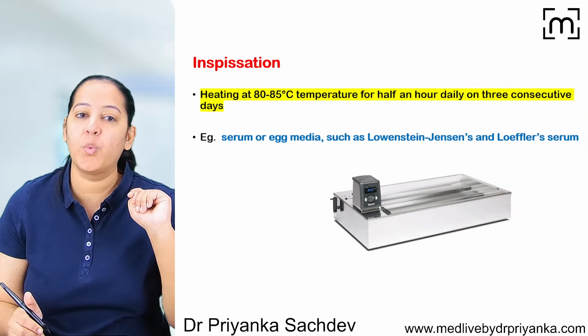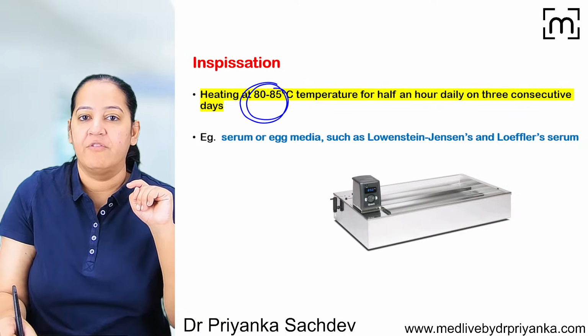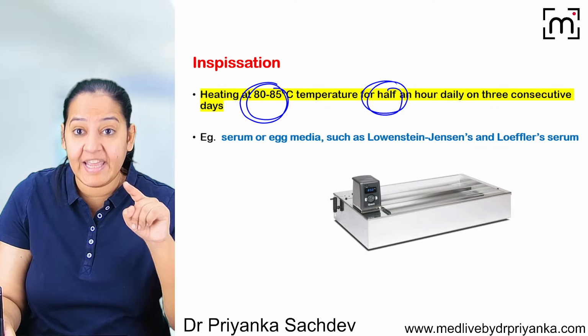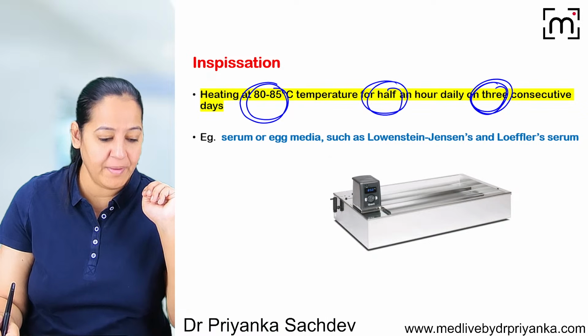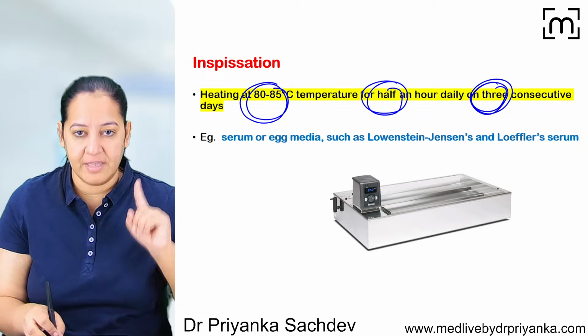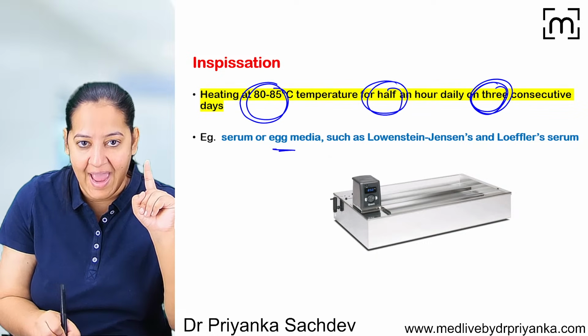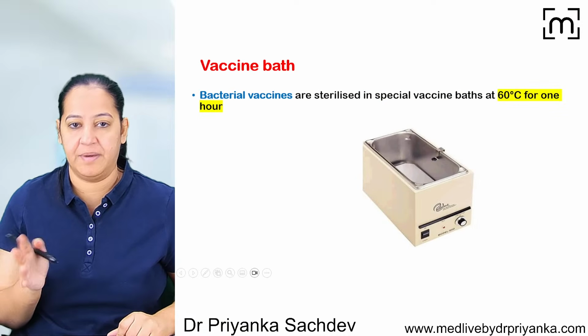So this is Inspissation. What is Inspissation? Inspissation is heating at 80 degree for half an hour daily for 3 consecutive days. This is the principle. How many of you got the principle why we are doing multiple sessions in Inspissation? And the use is culture media containing egg or serum or sugar. Such culture media, Inspissation.